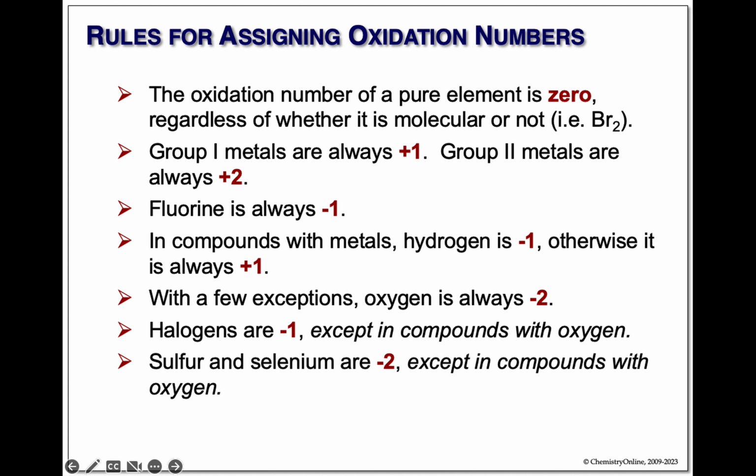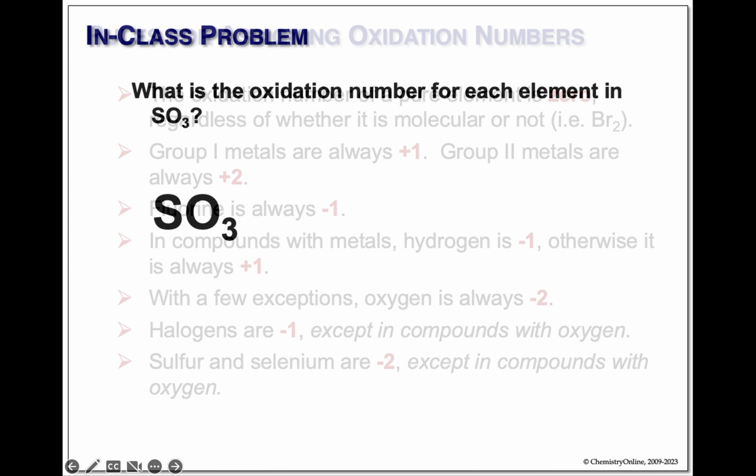Oxygen is almost always -2. Halogens are -1, unless they're bonded to an oxygen. And finally, sulfur and selenium want to be just like oxygen. They're -2. Not really complicated rules. So let's look at how we apply these.